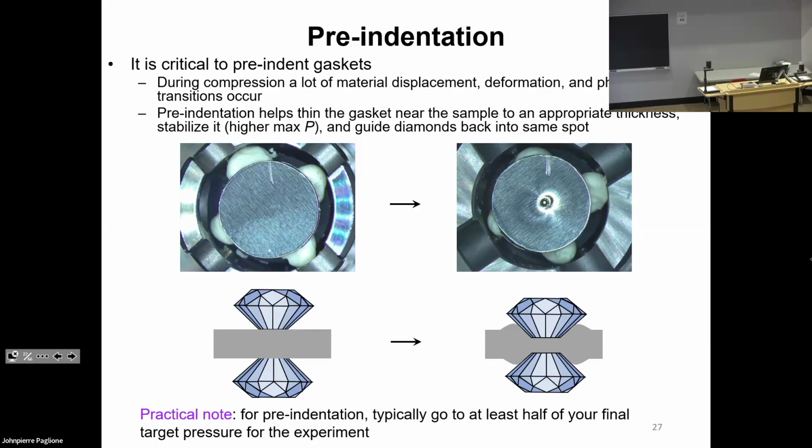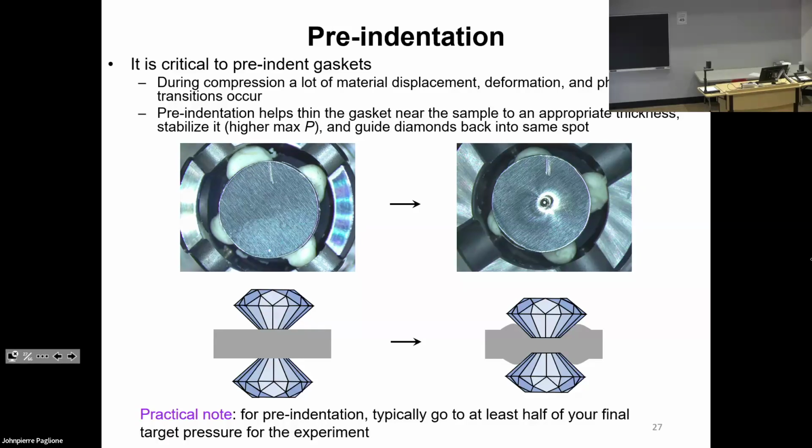So that pre-indentation thins the gasket material, but also, after you've pre-indented it, while you're taking apart and putting your cell back together, you want the diamonds to be guided right back into the exact same spot. When we pre-indent, the facets of the diamond create nice facets on the indentation, and that guides the diamonds right back into the exact same position. Pre-indentation also gets past any phase transitions in your material. I mentioned steel, and I'll have that on the next slide.